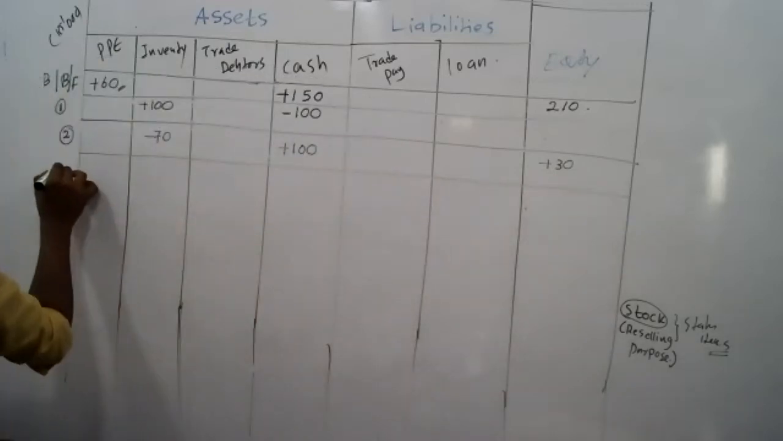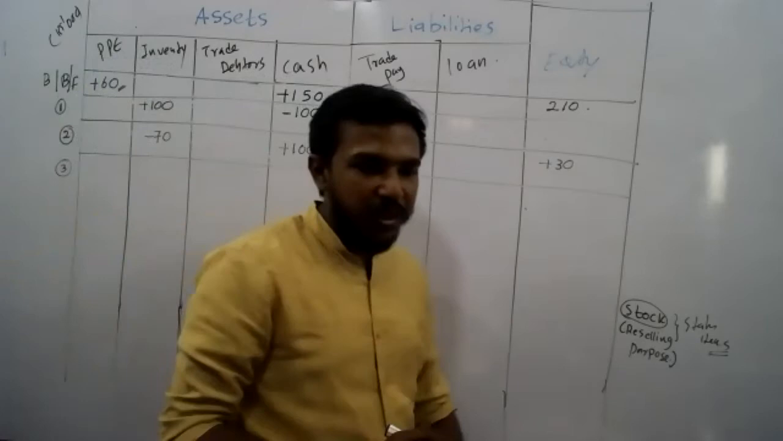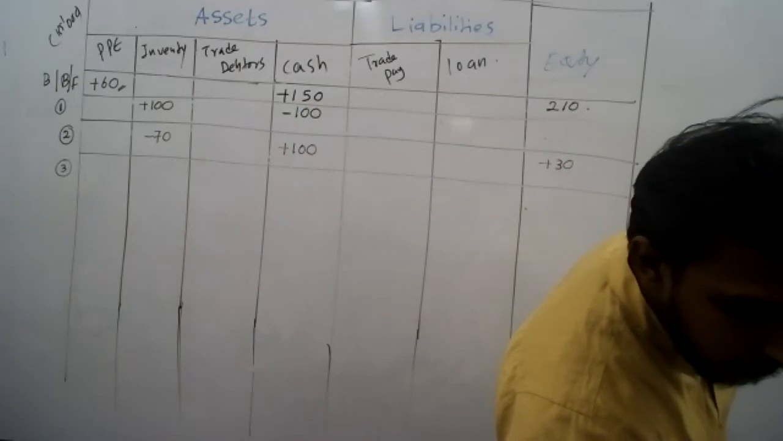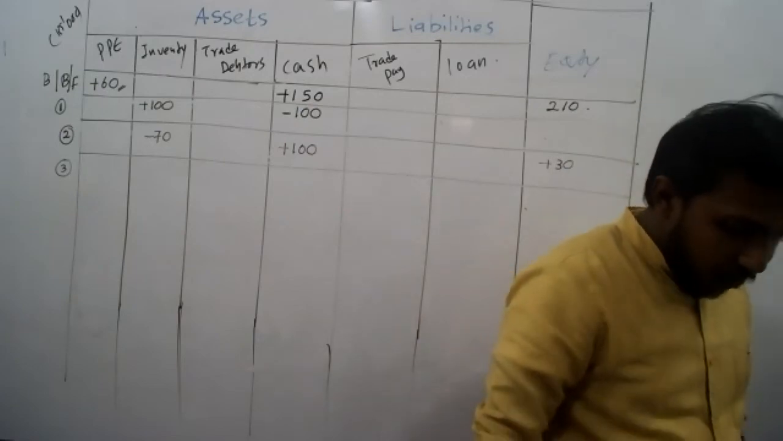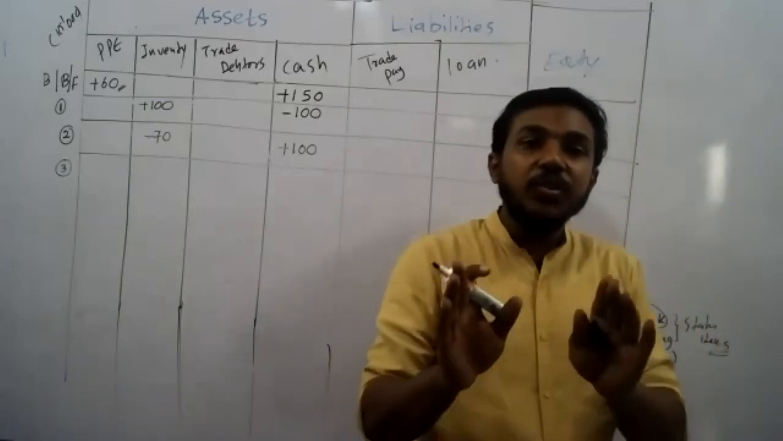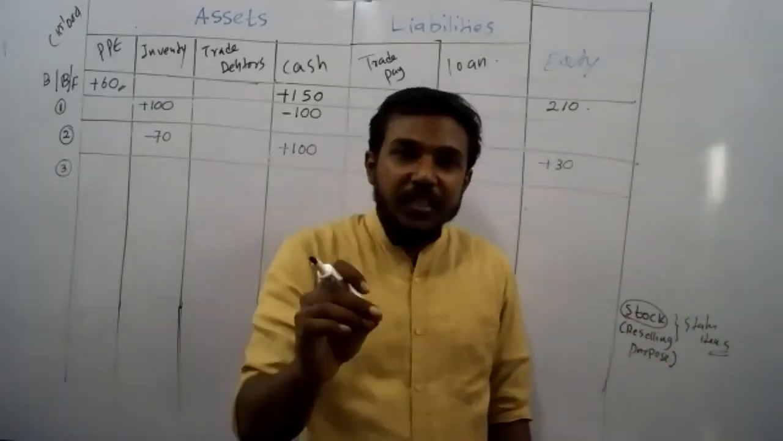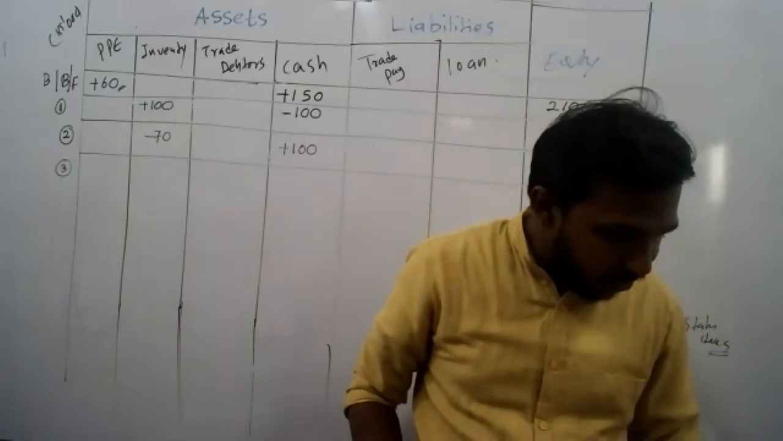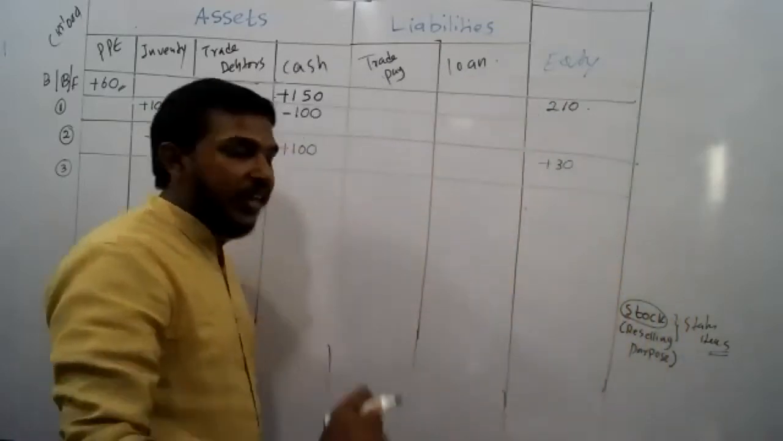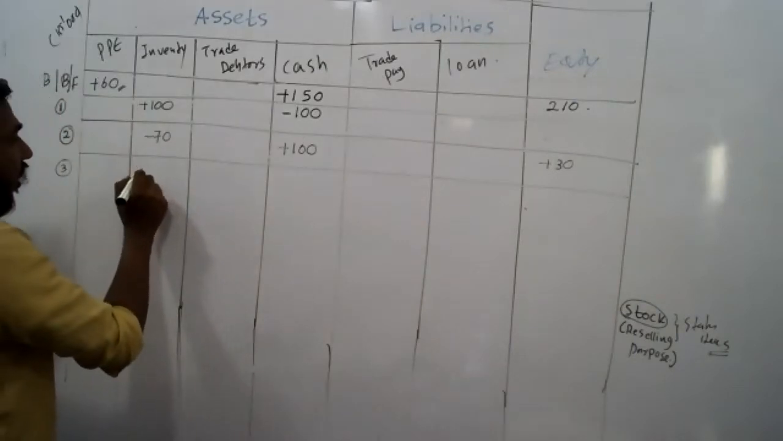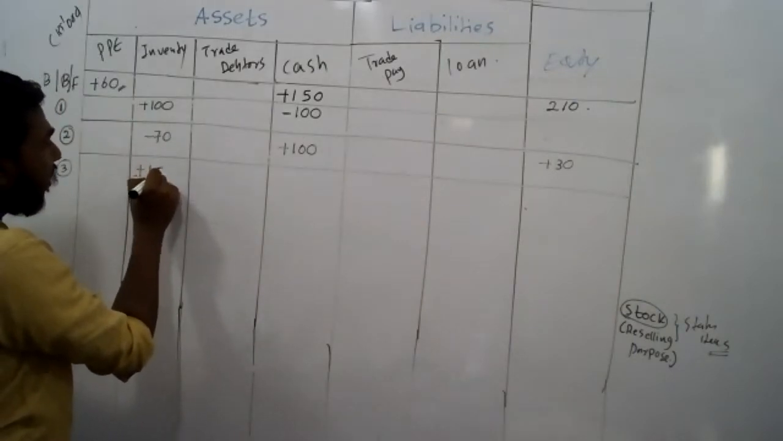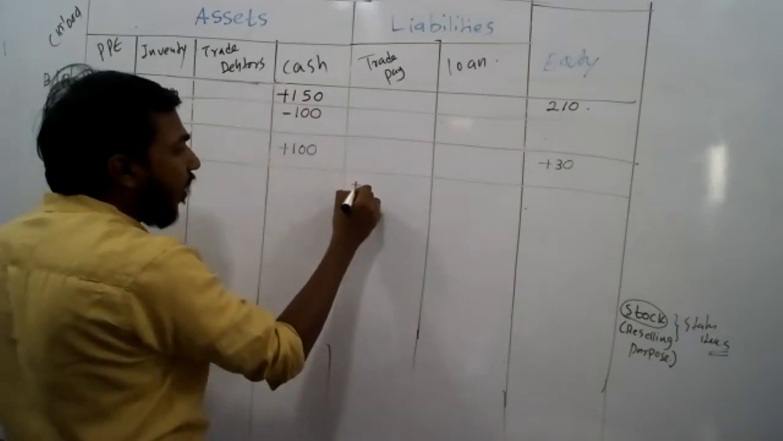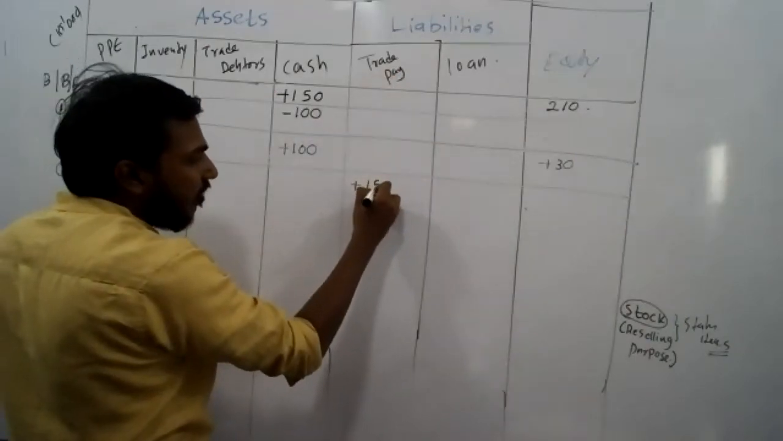Then the third one, purchase stationery items 150,000 on credit. Now look here. This purchase is not on cash basis, it's on credit basis. Whether it's cash or credit, purchase inventory means inventory goes up. Then this is credit basis. That means trade payables for the creditors is increased by 150.